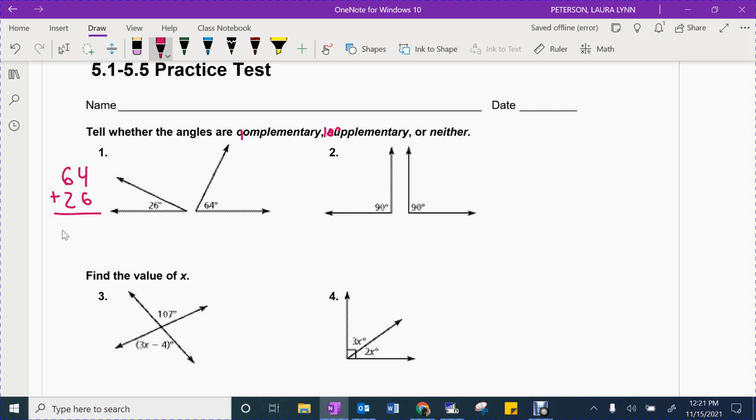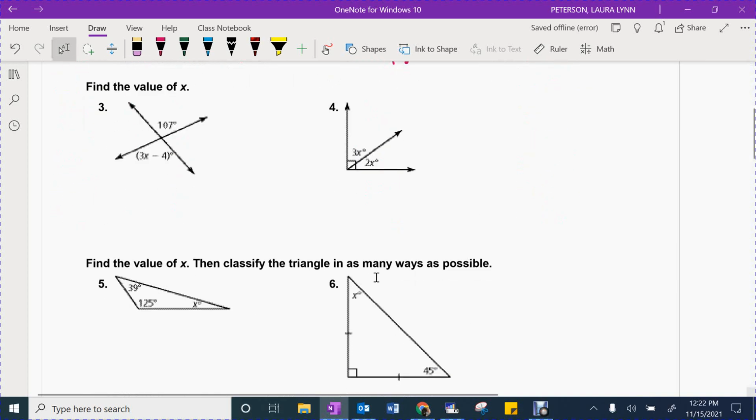Well, adding it nicely, this comes out beautiful to just 90 degrees, so we will call this complementary, which I'm going to abbreviate as comp. Question 2, 90 degrees plus 90 degrees, well, that's just 180 degrees. So right away, this is supplementary, which I'm going to abbreviate as sup.